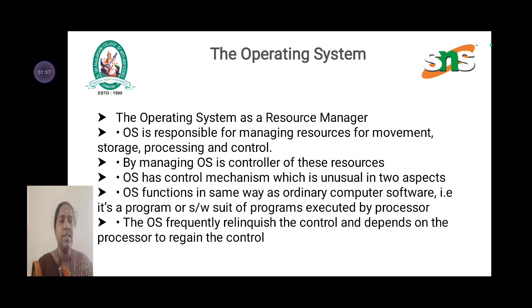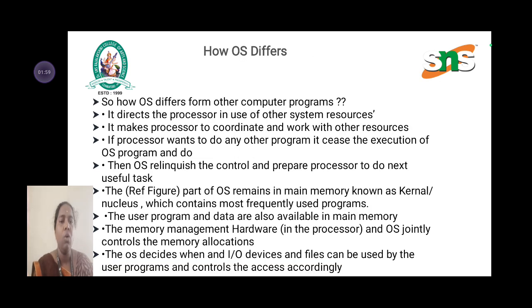The next one is how the operating system differs. The operating system differs from other computer programs. It directs the processor in the use of other system resources. It makes the processor coordinate and work with other resources. If the processor wants to run any other program, it sees the execution of operating system programs and does so. Then the operating system relinquishes control and prepares the processor to do the next useful task.